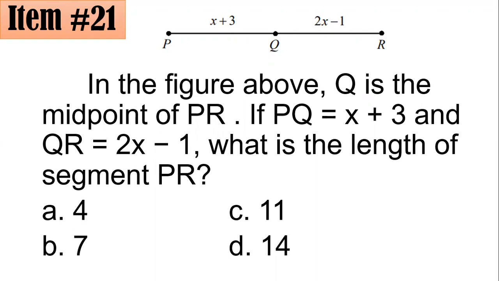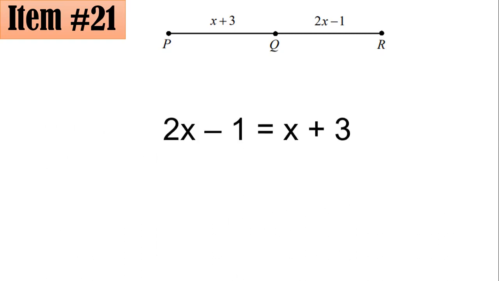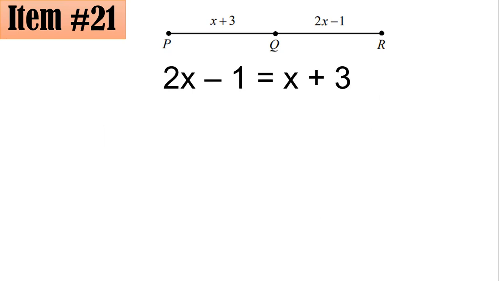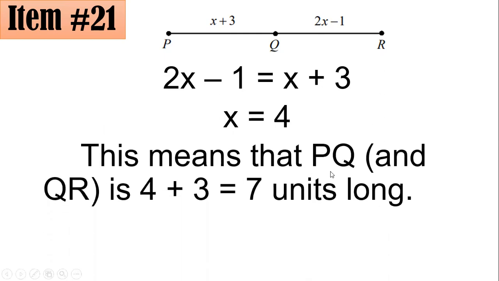So since Q is a midpoint here, it follows that PQ and RQ are equal with one another. So we have to equate these two, and subtracting both sides by x and adding both sides by 1 gives x equals 4. And since x is 4, this means that PQ, and of course QR, by substitution, you could have 4 plus 3 or 7 units long.